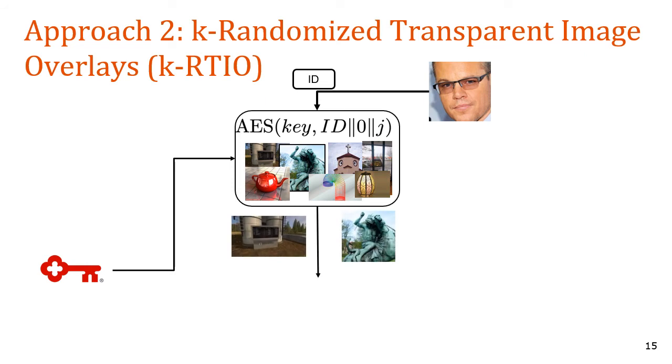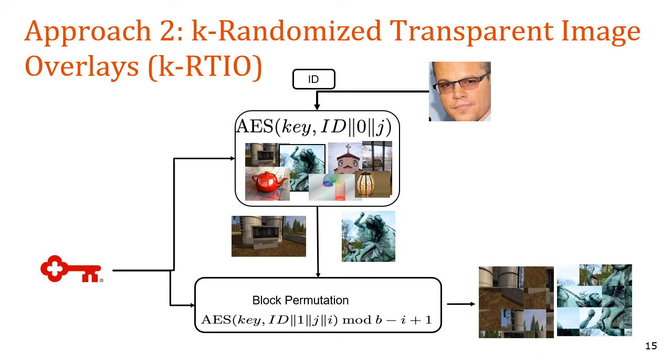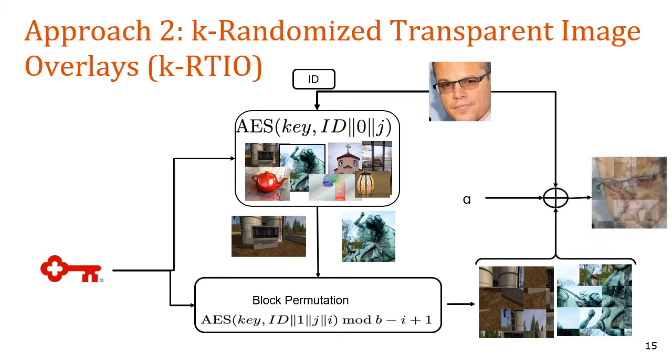Let's assume k is equal to 2. After selecting two overlay images, this approach divides the images into blocks and permutes the blocks by using the overlay image and the secret key. After permuting the blocks, this approach computes the average of the overlay images and adds this average, with the weight of alpha, to the source image.